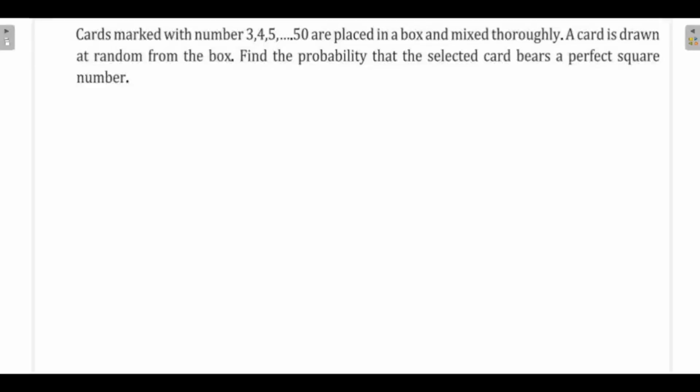Hello everyone. In this video let us solve two more problems of probability chapter because these two problems are asked in 2 marks or 3 marks section. That's why I am taking these two problems.